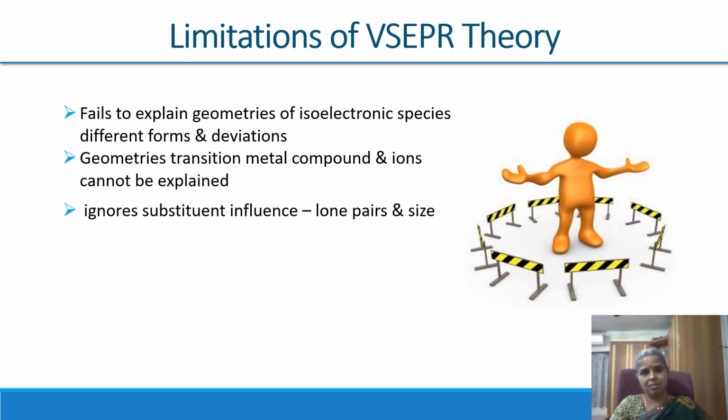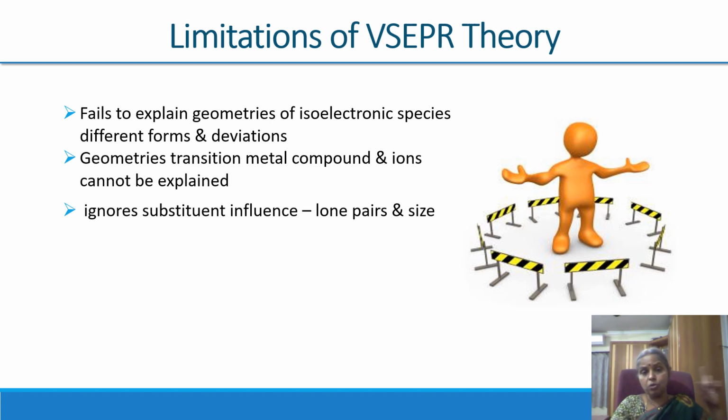What about X? See, we are saying AX4E, AX4E2. You are focused only on A. But what about X? X will have some lone pairs. X will have some overlapping orbitals with the central metal atom. So this theory ignores substituent influence and substituent size. Some atoms may be small, so X can be small, X can be big, X can have 2 lone pairs, 3 lone pairs, and the aspects pertaining to the substituent atoms are totally neglected in the VSEPR theory.